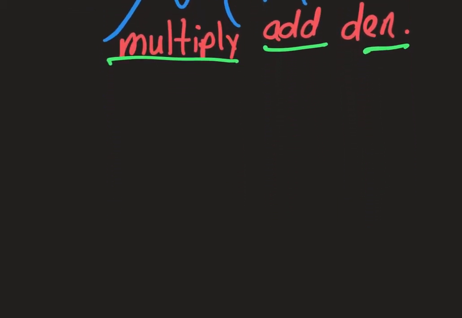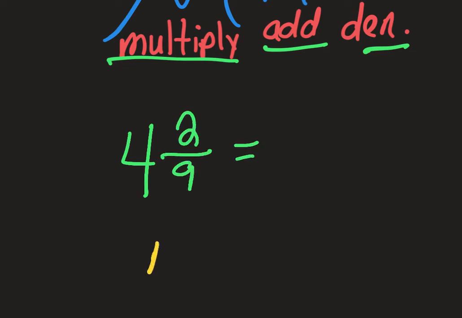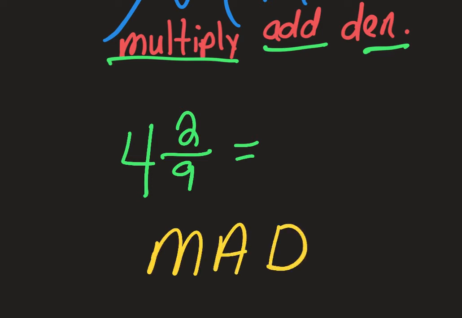Let's do another one. 4 and 2/9 equals. Remember, mixed numbers make us mad. They make us mad because we have to multiply first, we add second, and then we write it over our denominator. So I'm going to keep my denominator. It stays the same. Step 1, you've got to multiply.